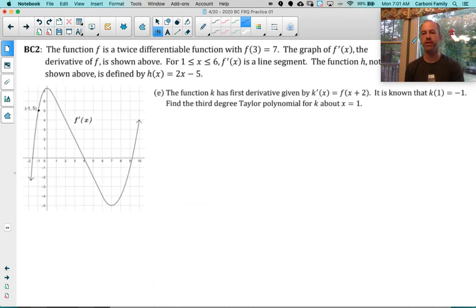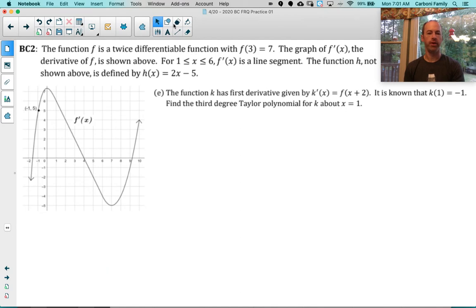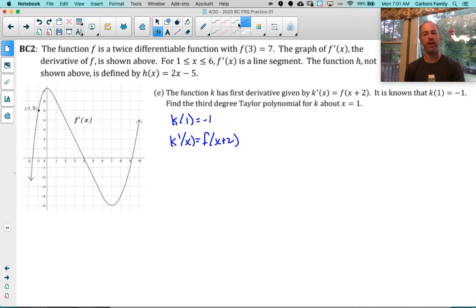All right, so that brings us to D, and D works out kind of nicely. You want a third degree Taylor polynomial for k about x equals 1. They tell you that k of 1 is -1, and they tell you that k prime is f of x plus 2. And if you want a third degree Taylor polynomial about x equals 1, you have to remember that your terms are the nth derivative of f. No, this is k, not f. The nth derivative of k at 1 over n factorial times x minus 1 to the nth power.